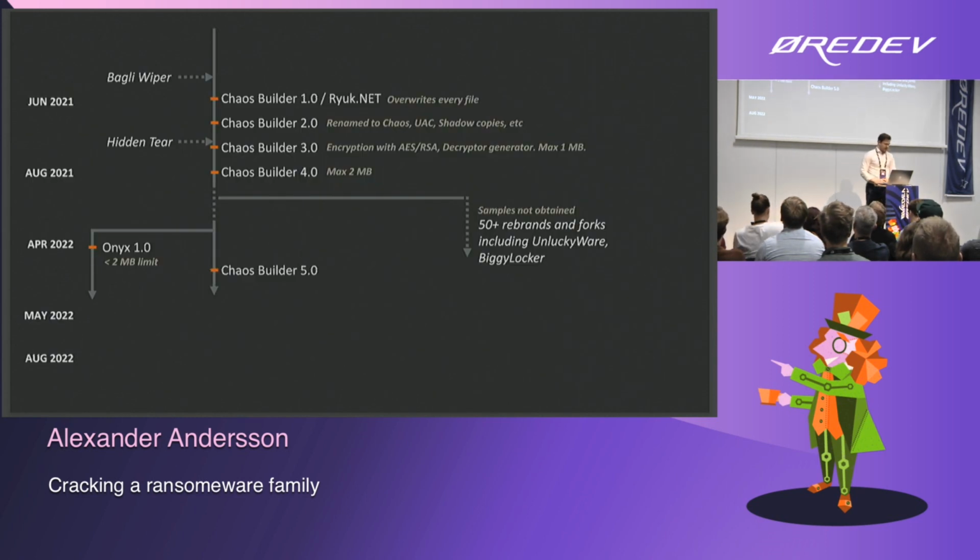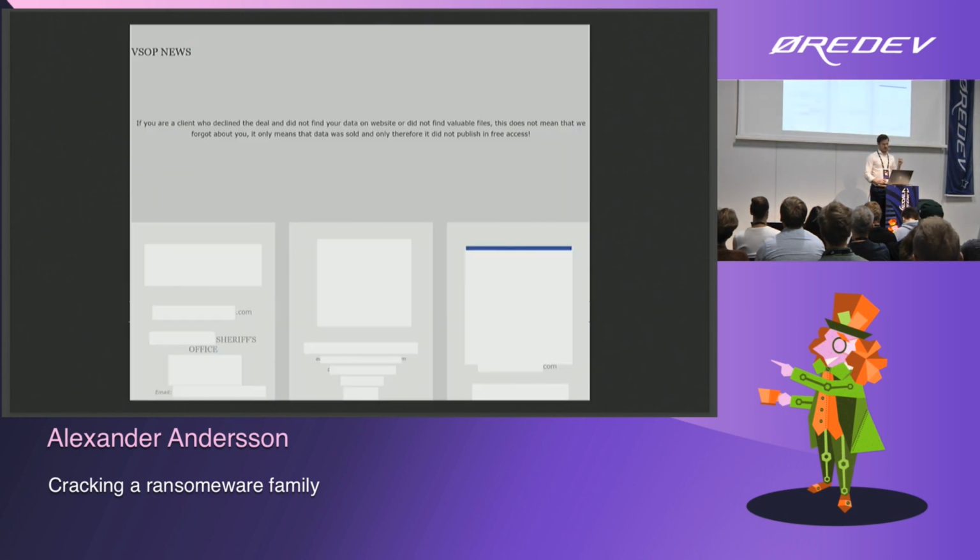So this keeps going on, and coming up to April, we have a lot of different rebrands, which are called different things, but they are just basically the same main branch. And one notable fork is Onyx, which later rebranded to VSOP.